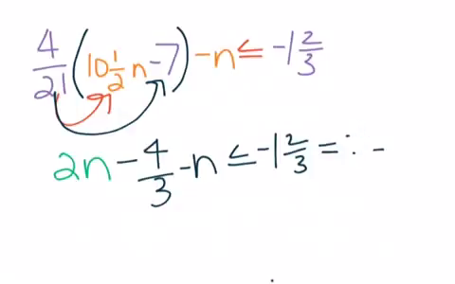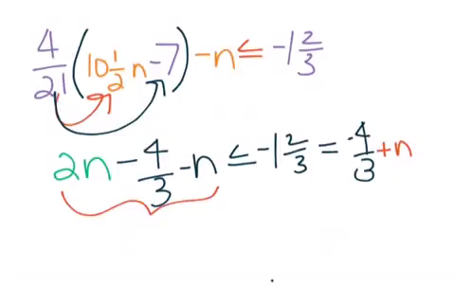Hold on. Negative 4/3, nope, not n. Negative 4/3 plus n. Okay? On this side right here. So let's write that down here. So we have negative 4 over 3. Again, don't worry about making it a proper fraction or a mixed number yet, because we're not finished yet. Plus n less than or equal to negative 1 2/3.